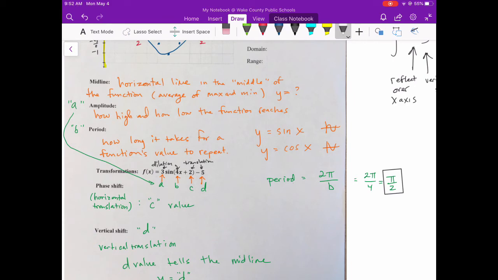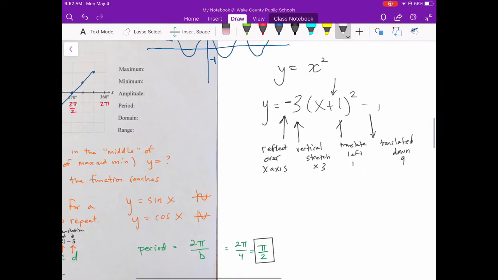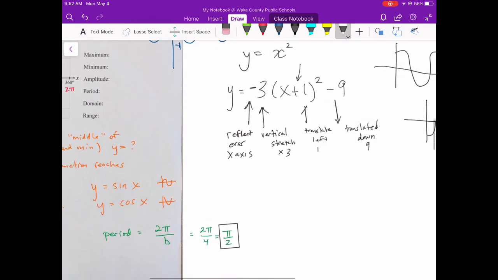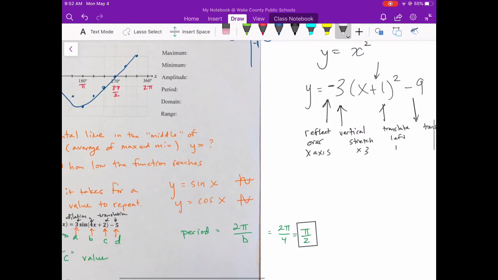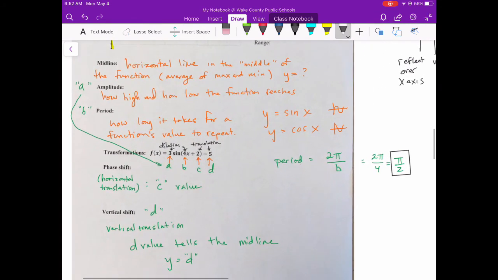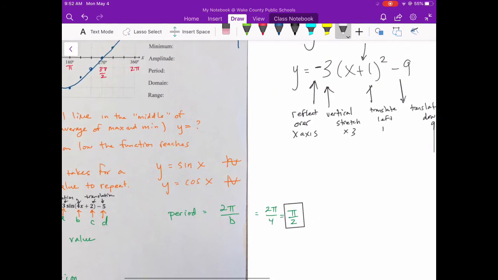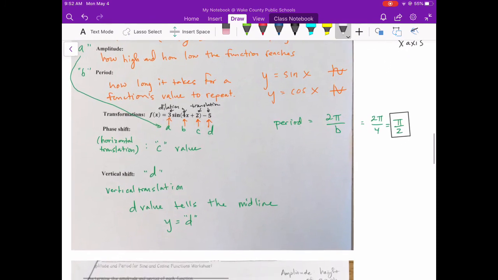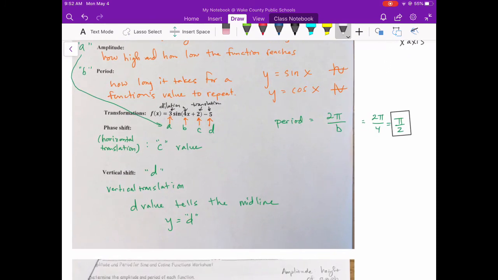So just as more of a reference, if I gave you this example here, this is the behavior that a normal function would be having. And so those same reflections and stretches and translations are similar to that of a sine or a cosine function. It's just got the word sine in it as opposed to an x squared or a square root. So it's all the same translations. We're just using a few different vocabulary terms.